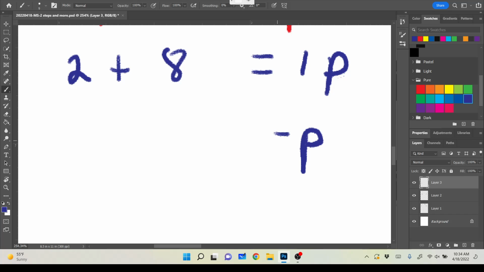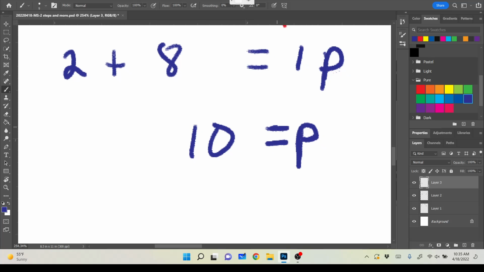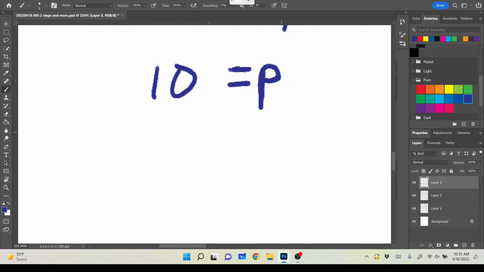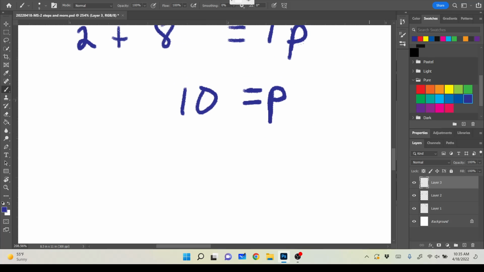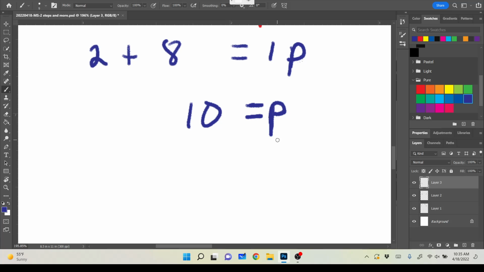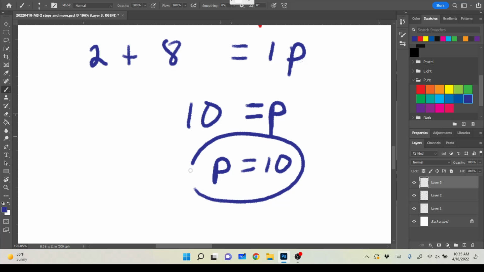Add them. That's right. So p equals, 2 plus 8 is 10, right? So 10 equals p. So then all we really need to do now, and we don't even technically have to do this, although it's a good idea and we're going to stay in the habit of doing it, is we're just going to switch the way we write this and turn it into p equals 10. And then that problem is finished.